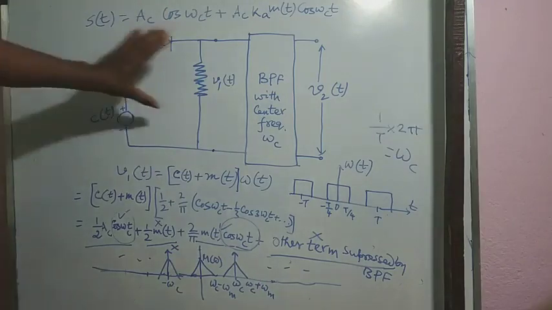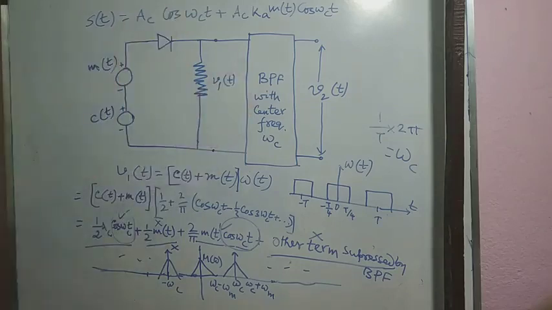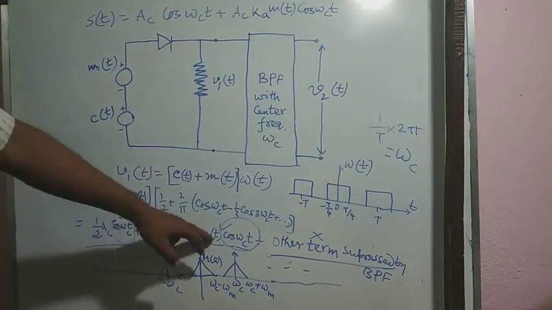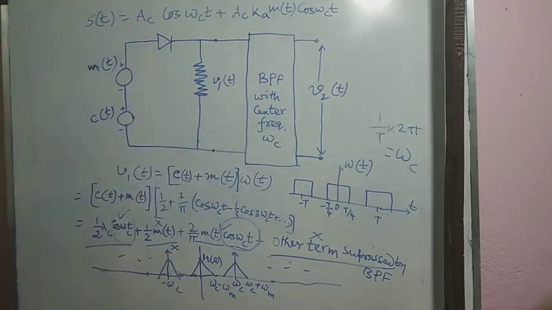Therefore, we will pass this through a bandpass filter with center frequency omega c and bandwidth 2 omega m, and we will finally get these two terms. That means our amplitude modulated signal.